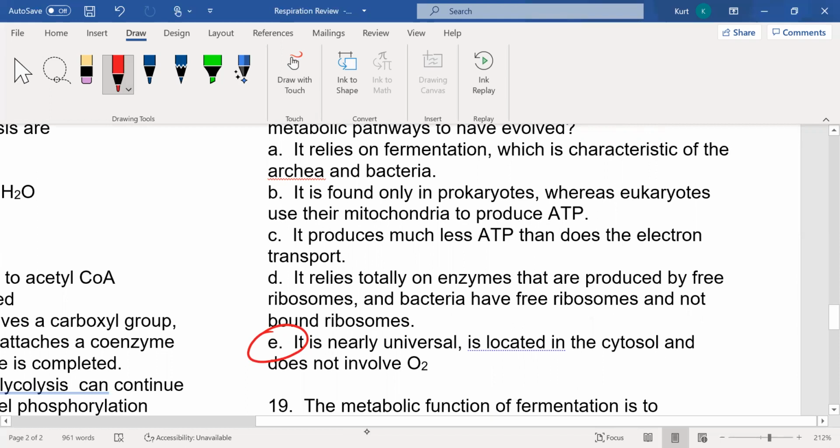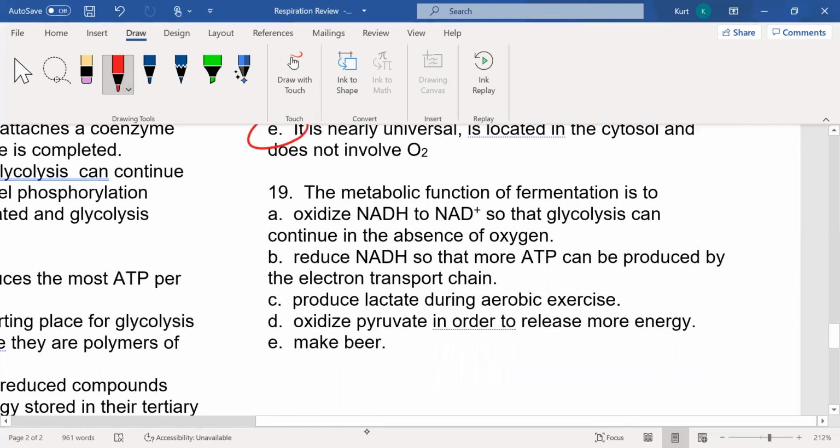Number 19. The metabolic function of fermentation is to... it's definitely not E. E is just silly. There is no electron transport chain, so B is gone. Oxidize pyruvate in order to release more energy. Oxidize, so they're going to call this A. A is the correct answer.